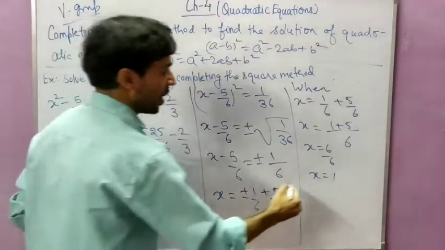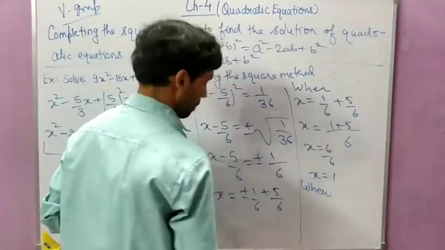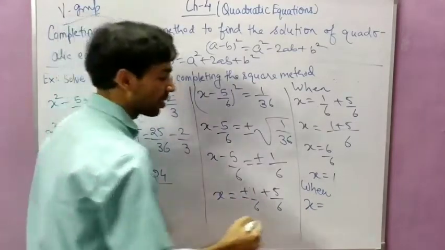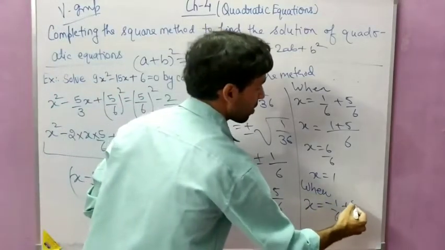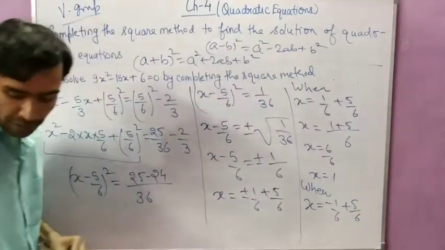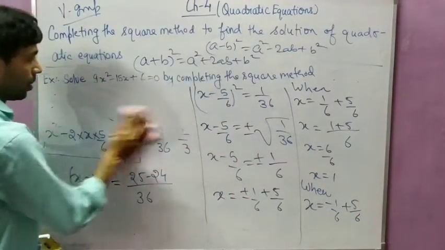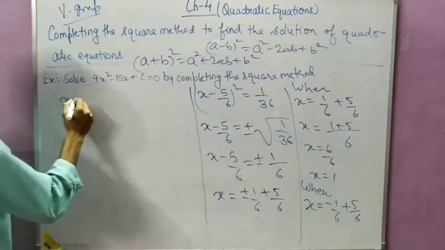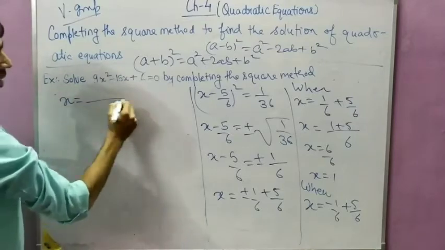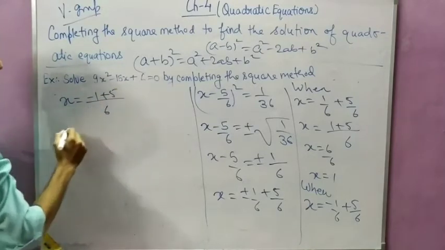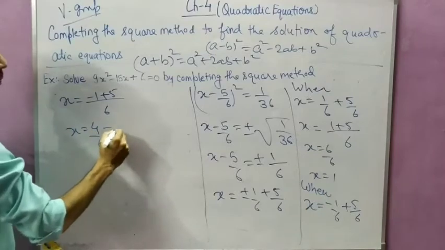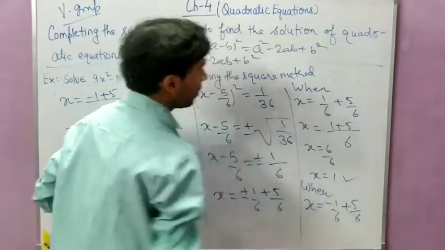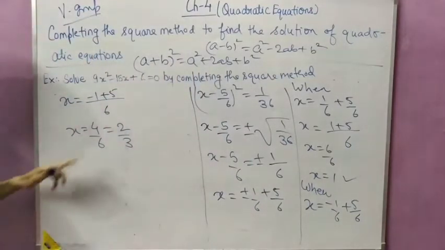Okay. And when x equals, in the next part we will take minus, so minus 1 by 6 and plus 5 by 6. So what we will get, x equals, LCM will be 6, minus 1 plus 5, so x equals 4 by 6, which means 2 by 3. So two values we got. The first value was x equals 1, and the second value was 2 by 3.